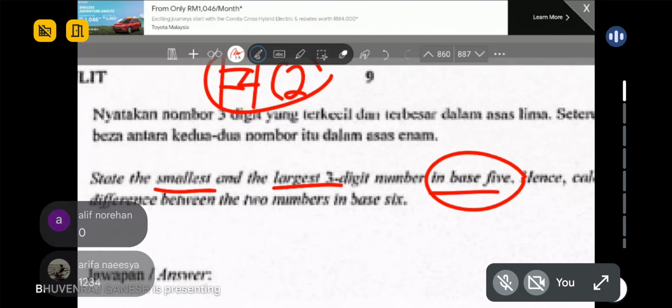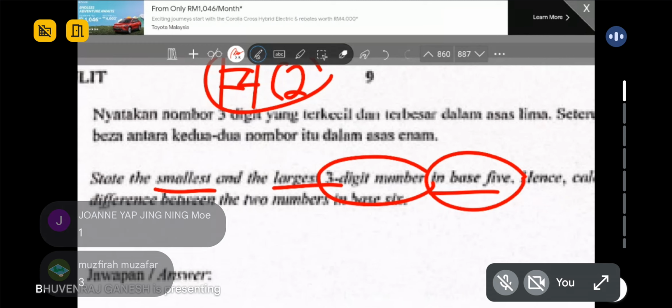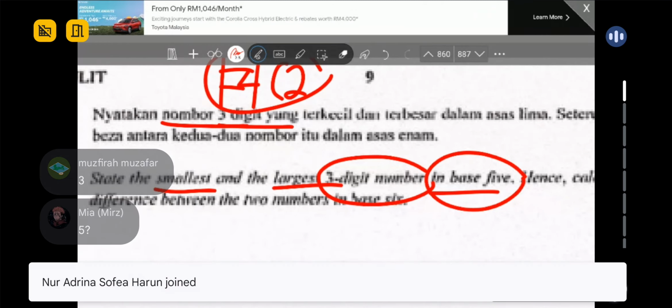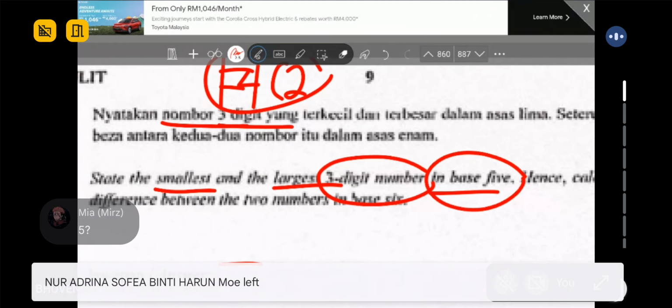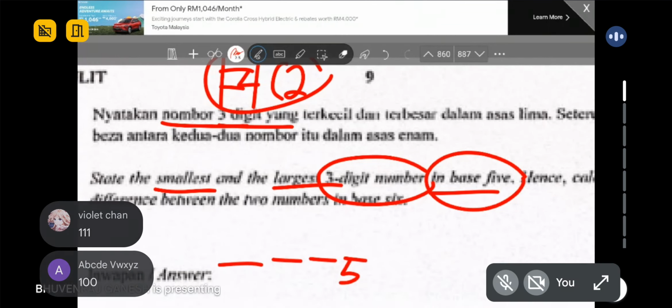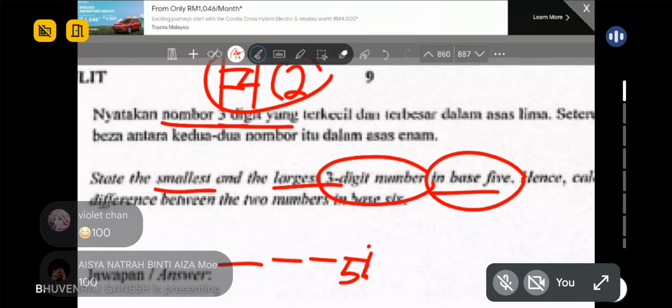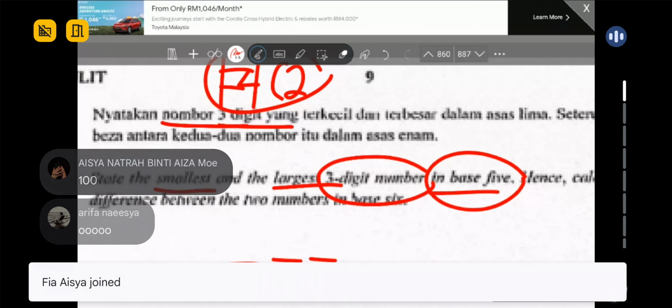No, terkecil lah guys. I want the smallest number in base 5. No, it's not 0. 0 is not a number. Okay? No. Guys, the question asks for a 3-digit number. Read the question carefully. Nombor 3 digit guys. So that means it must have 3 digits. If you just give me 1, that is considered 1 digit. 111, salah? Yes, the answer is 100 guys, 100.